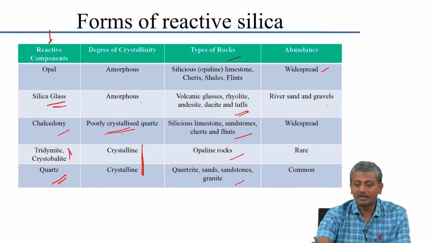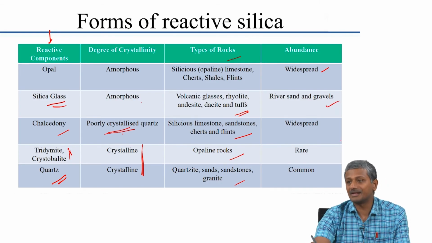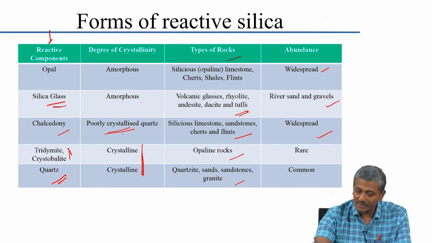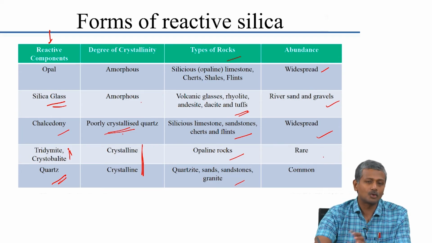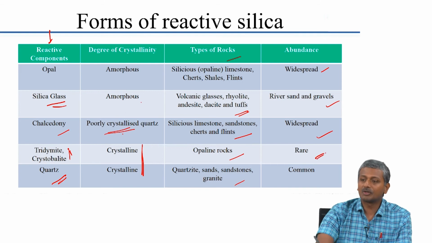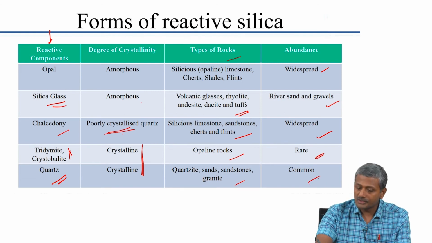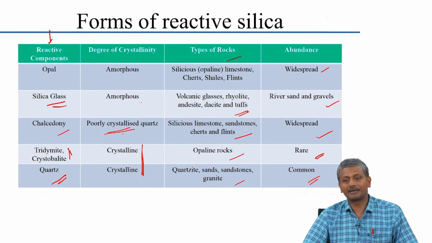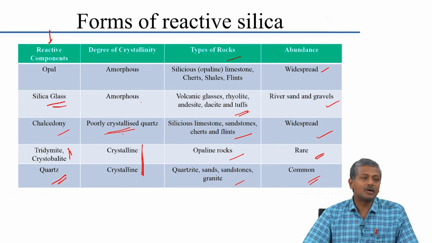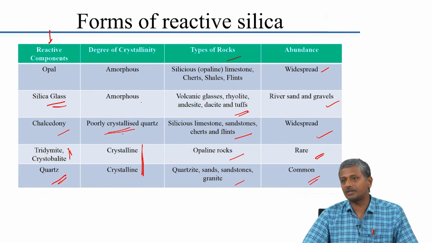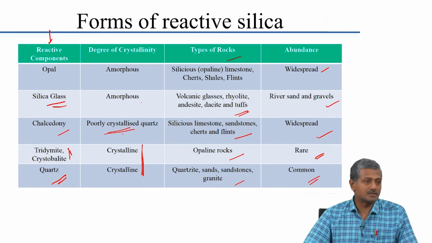Silica glass is mostly found in river sand and gravels. Chalcedony is widespread. High temperature forms of quartz like tridymite and cristobalite could be rare, so that is something we don't worry about that much. Strained quartz is quite common in most metamorphic aggregates. Again, these are present all across the world. So, aggregates have to be screened very carefully for their potential reactivity before we can consider them suitable for use in concrete.